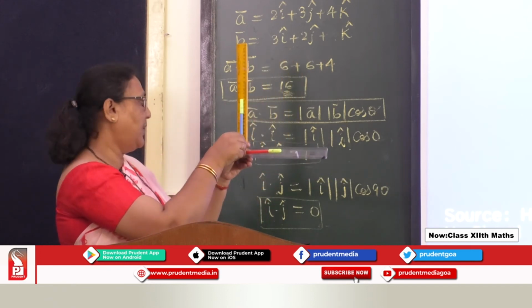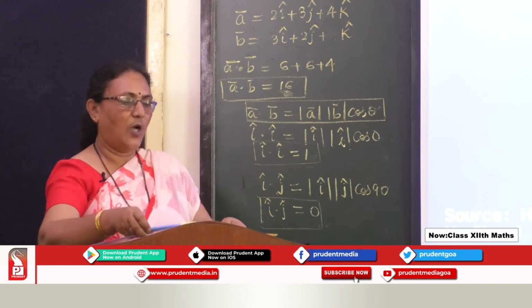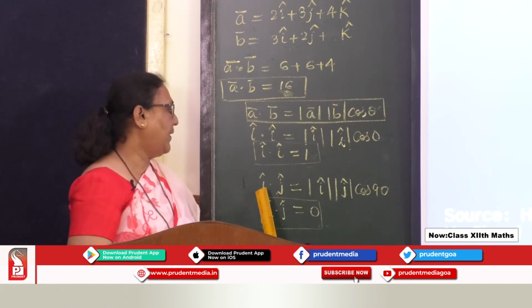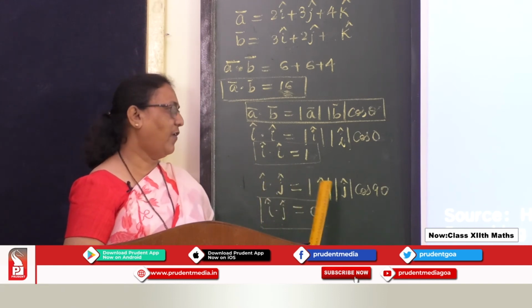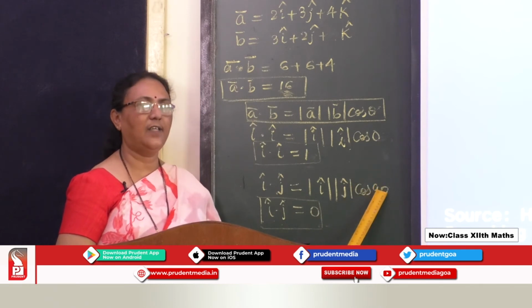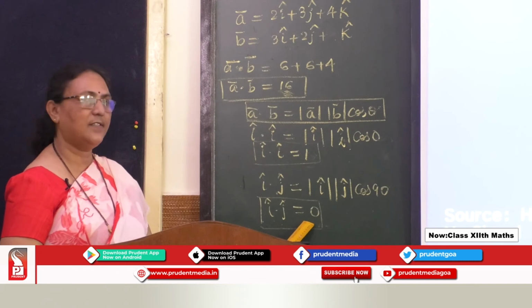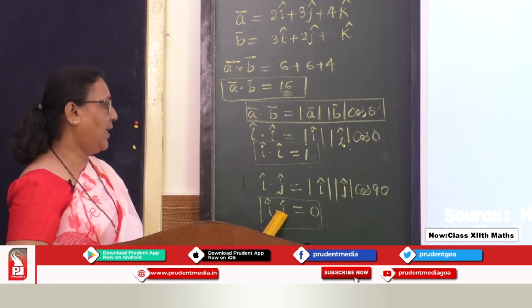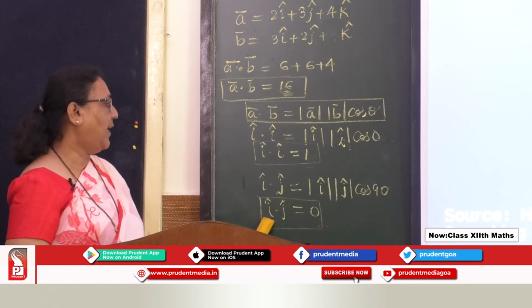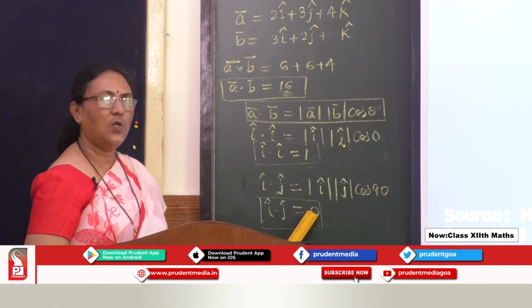So the angle between this is 90, cos 90. So you will get here i dot j: magnitude of i, magnitude of j and cos 90. Cos 90 is 0. So 0 into anything you will get 0. Similarly, i dot j, j dot k and k dot i will be equal to 0.